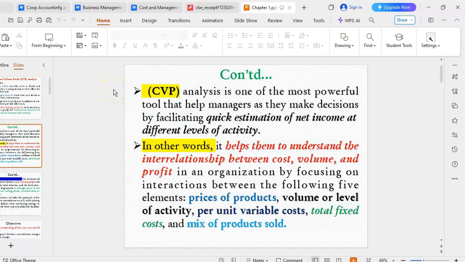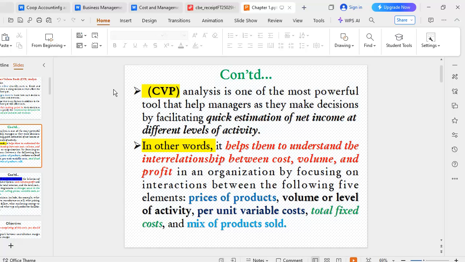Then we should know CVP, cost volume profit. Cost volume profit analysis is one of the most powerful tools that help managers as they make decisions by facilitating quick estimation of net income at different levels of activity. It makes quick estimations of net income at different levels of activity.